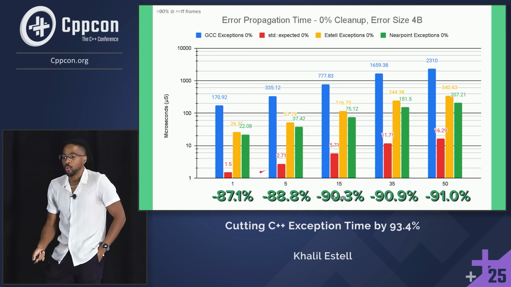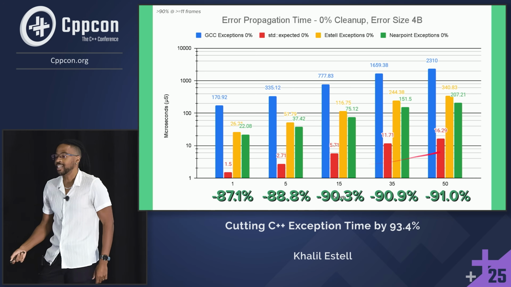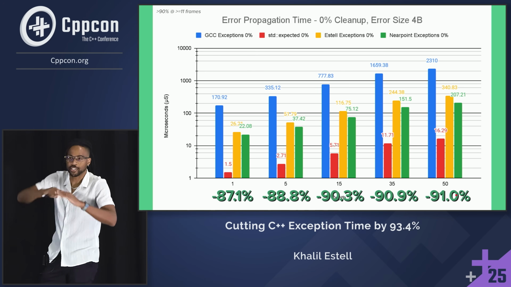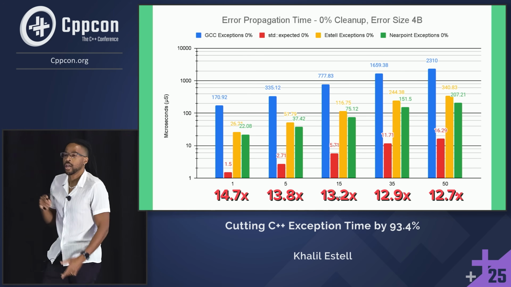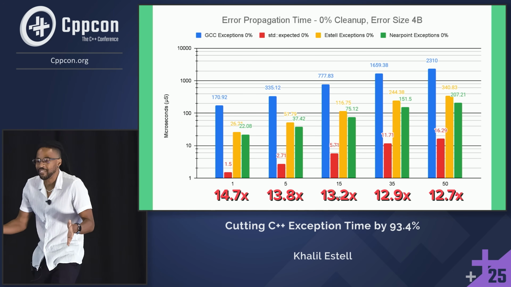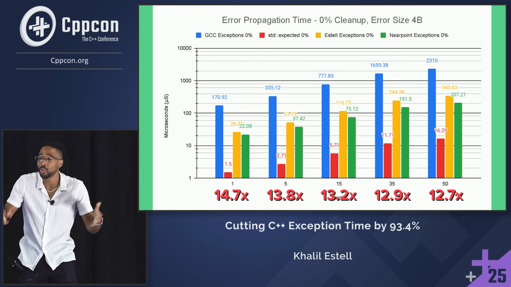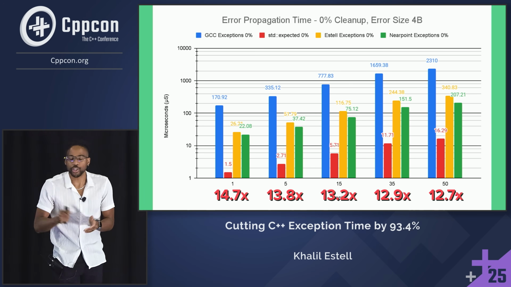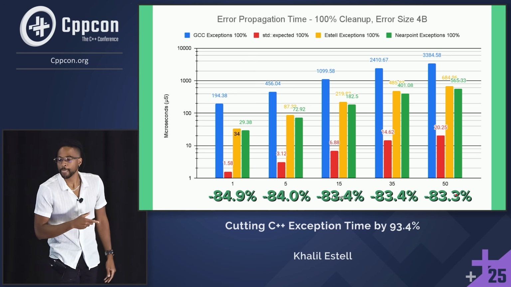We're around 87.1% at just one frame and up to 91% at up to 50 frames, and it's kind of linear between. The multiple is around 14.7 times to 12.2 times slower than returning back an integer, as expected with an integer as its error type. So we could do better there, still quite a bit.